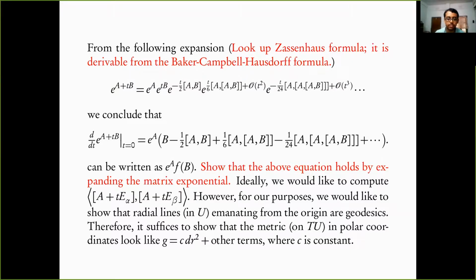Okay. So effectively, I don't care about d by dt of A plus t B. I care about d by dt of A plus t times the unit vector in the direction of A. So I'll replace B by A hat, and then we'll compute the length. So any questions? Okay.